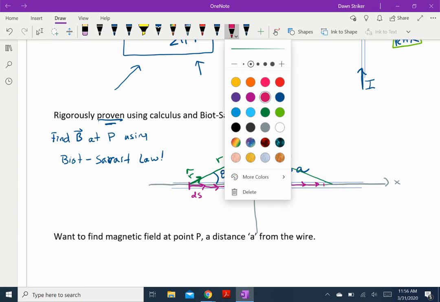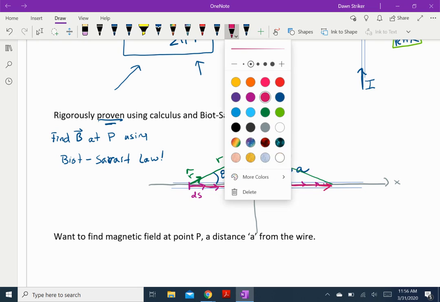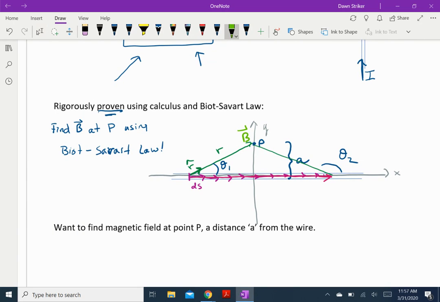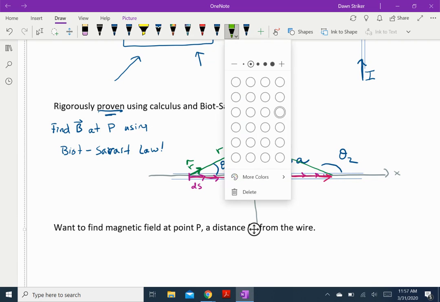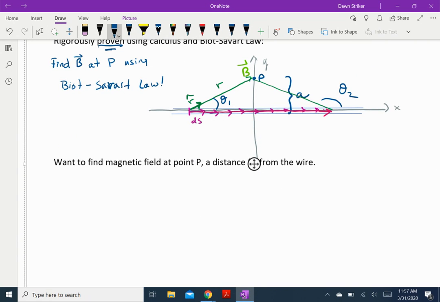All right. So I'm going to start to integrate here, and I'm going to integrate all the way up to here, where this is theta 1. My initial angle is theta 1, and here's my theta 2. Again, the angle's measuring with respect to the x-axis. So there's my picture of what I want to do. I want to find B at point P. So we're going to start with the Biot-Savart law, and then we're going to derive it using a couple of trig substitutions. So here we go.